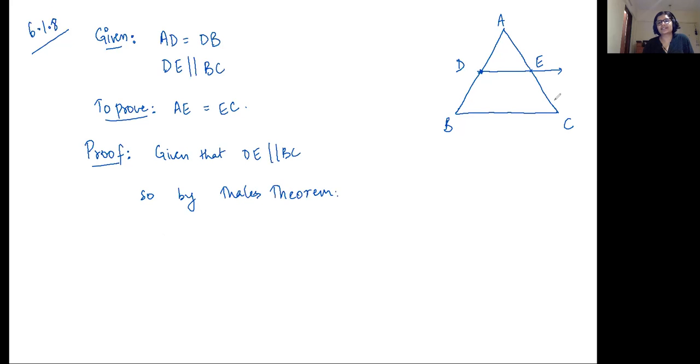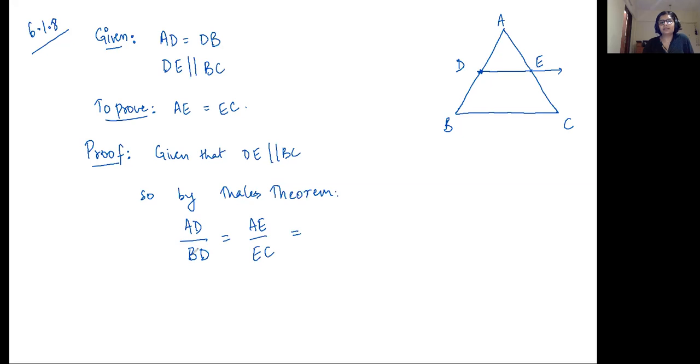How will that come directly? So until now, DE is parallel to BC. So what does BPT state? If DE is parallel to BC, then? Ma'am, AD by BD. Yes. Equal to AE by EC. Yeah.